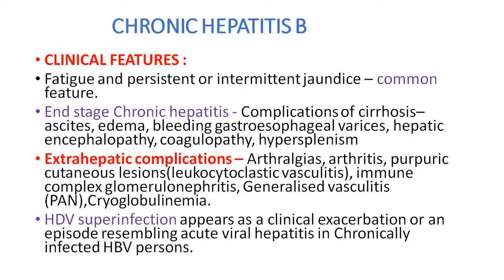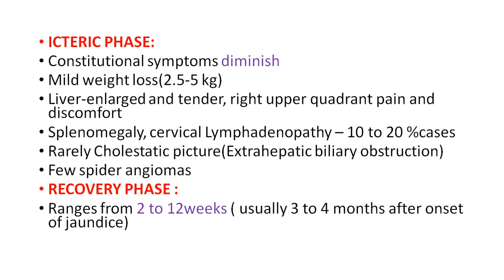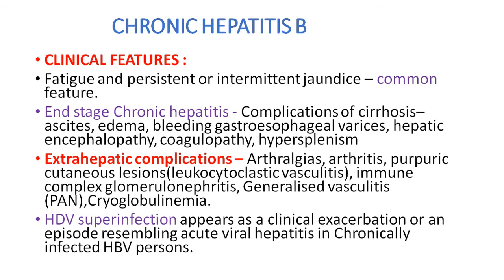So as we know, now we have seen the acute features of hepatitis. Now we'll see chronic hepatitis. So what are the clinical features? They are fatigue and persistent or intermittent jaundice. That means HBsAg is still persistent, or the infection or the DNA is still getting replicated. So what happens?